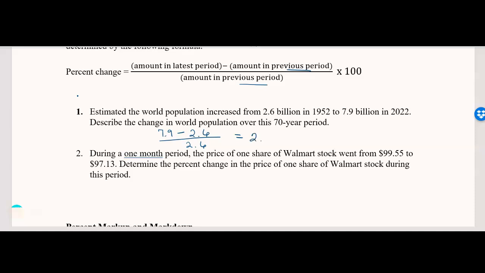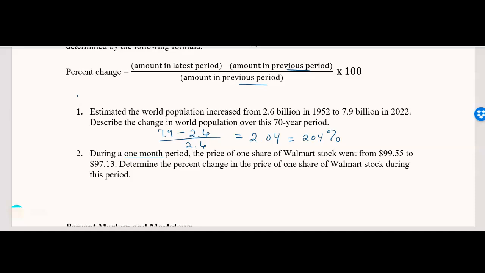We should get 2.04, but that's the decimal. What is that as a percent? Because it wanted to know the percent. We'll move the decimal 2 places to the right, and we're talking about a percent change of 204%. Look at the next one.